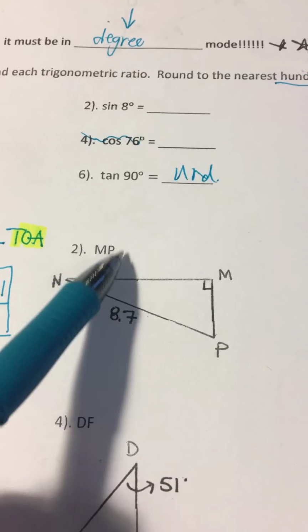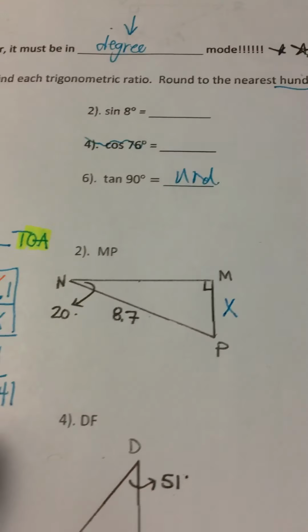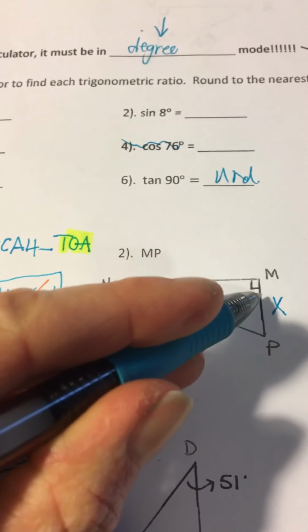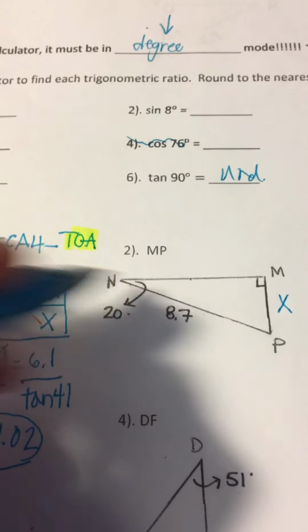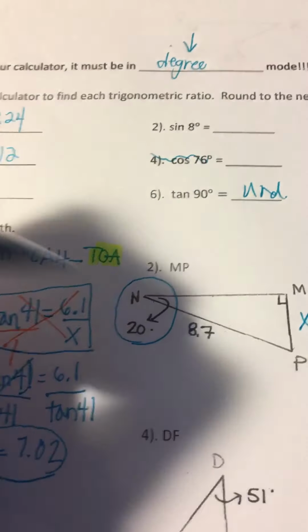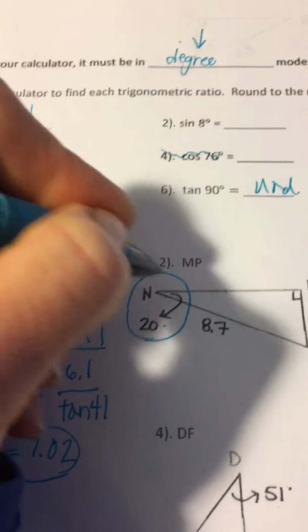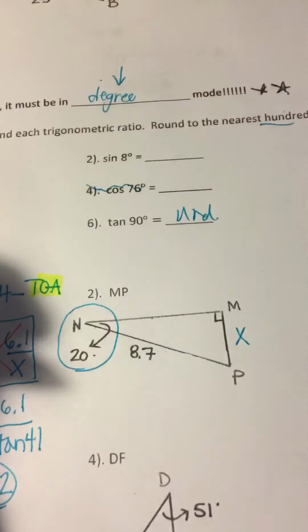I'm looking for MP right here. So I'm going to label that X because that's easiest. And then again, I'm going to circle the angle they give me, and it's going to be the non-right angle. So I'm going to circle 20 degrees. At this point, based on this reference angle, I'm going to label all of my sides.